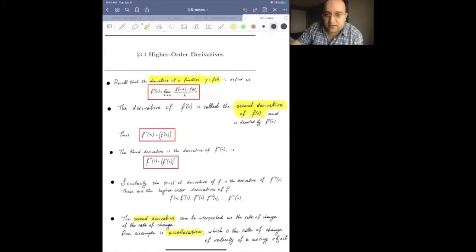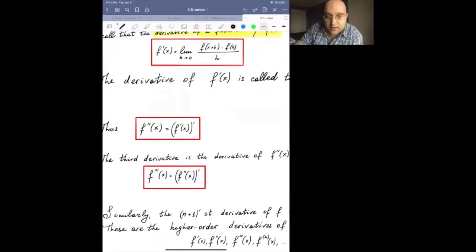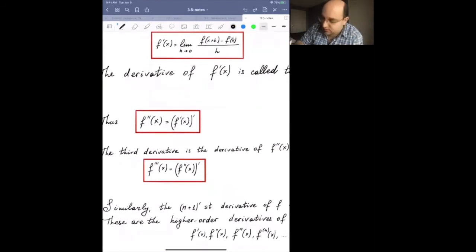So what's the second derivative? The second derivative is the derivative of the first derivative. Remember that the derivative was nothing else but this limit, so it's a function of x. Now we're taking the derivative of this function. Using this formula, we can write that the second derivative, which is denoted by f double prime of x, is the derivative of the first derivative, so this formula here, okay?